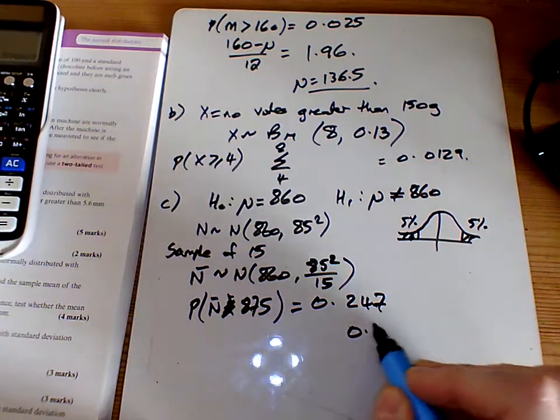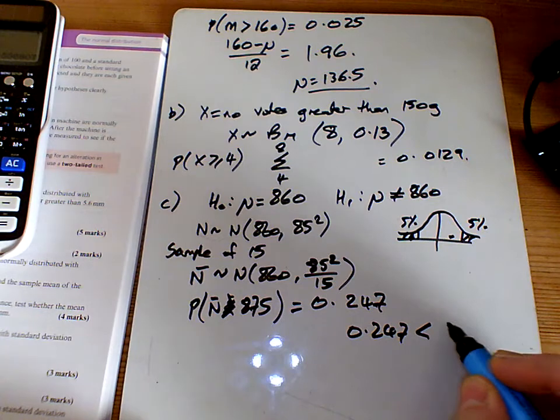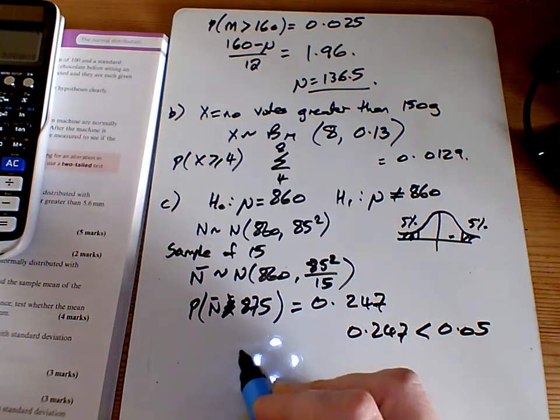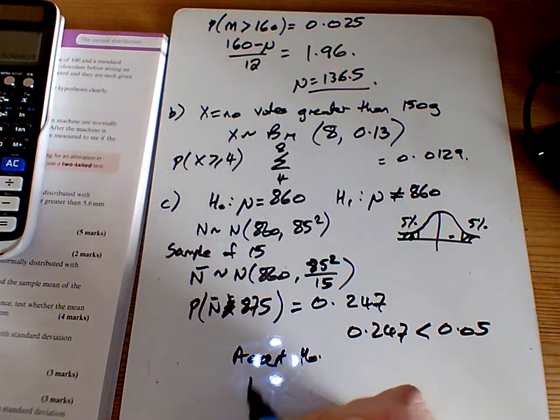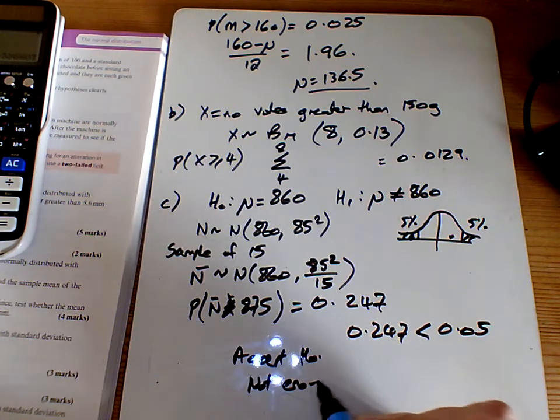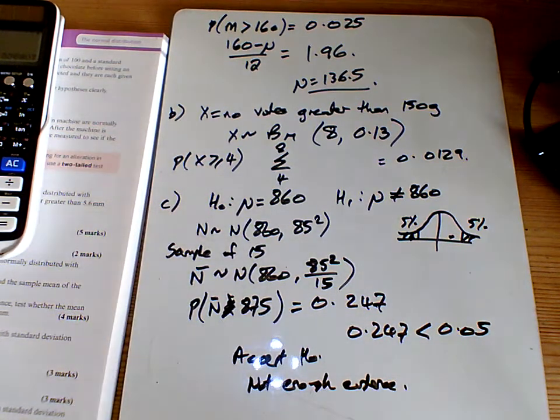So look, 0.247, well, it's up here somewhere, is much greater than the 5% significance. So we're going to accept H0. Not enough evidence to say that it's different.